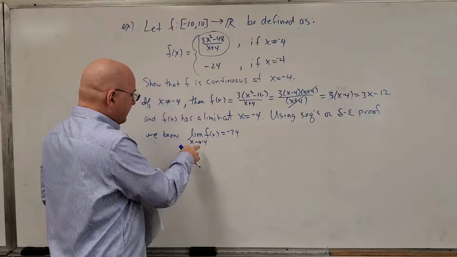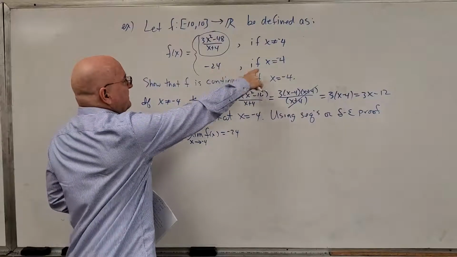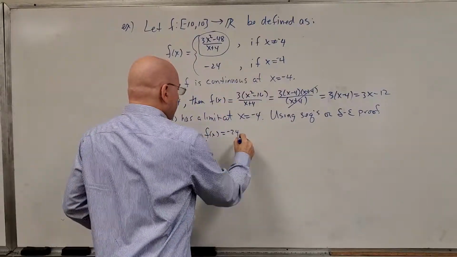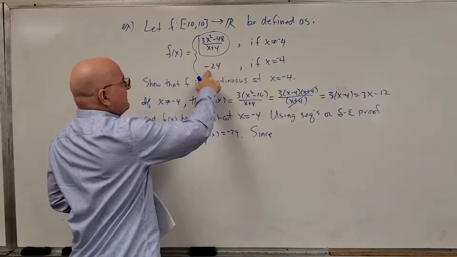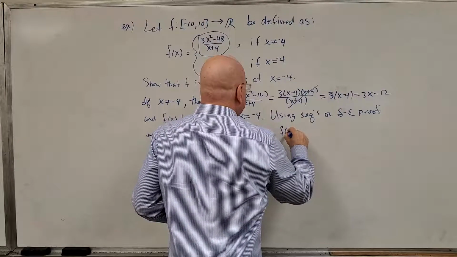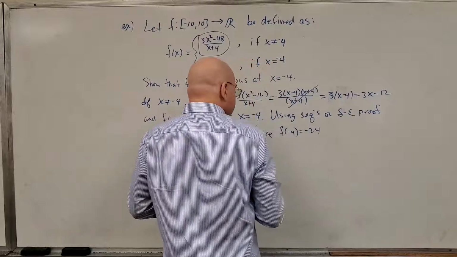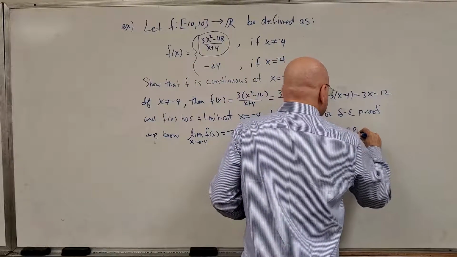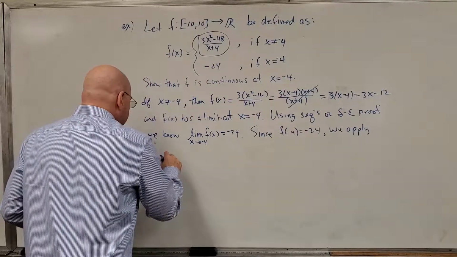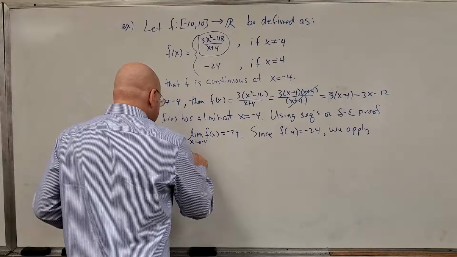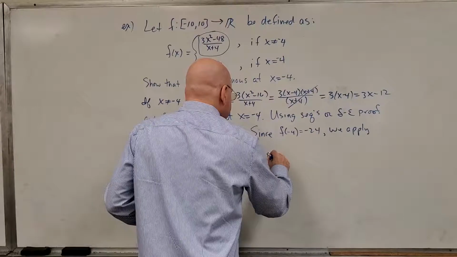Again, this doesn't imply that the function exists at negative 4, although we do know it does here. And we'll finish it up by saying that since this second line says that f of negative 4 is equal to negative 24, we apply theorem 3.1 and see that f is continuous.